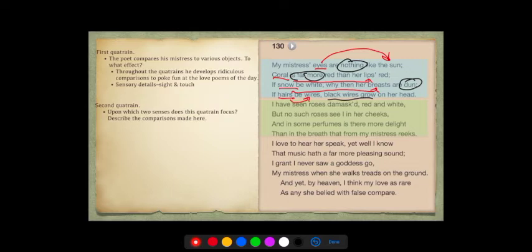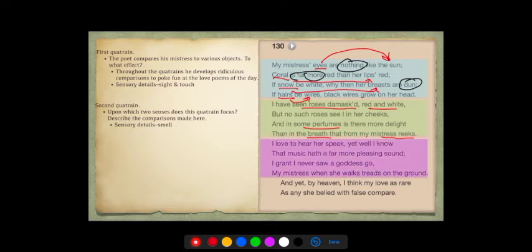So we've got roses, red and white, perfumes, mistress, the breath reeks, and I think you can tell, yeah, smell and visual. I would say there's visuals there too, but a lot of smell. And I love how he does that. And in some perfumes is there more delight than in the breath that from my mistress reeks? Morning breath, we all got it.